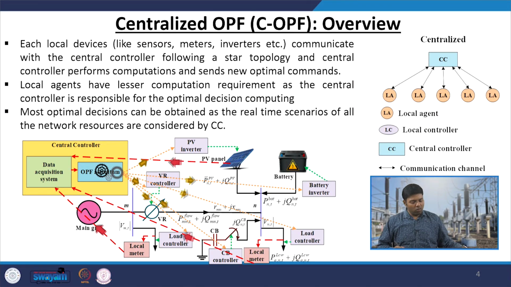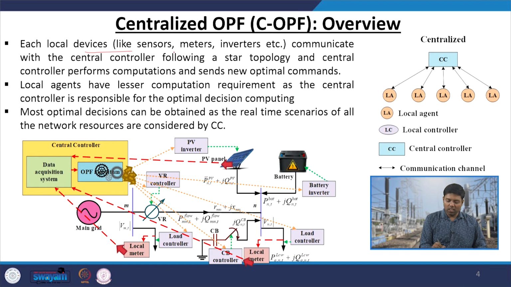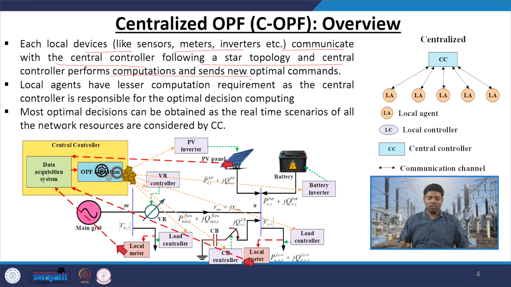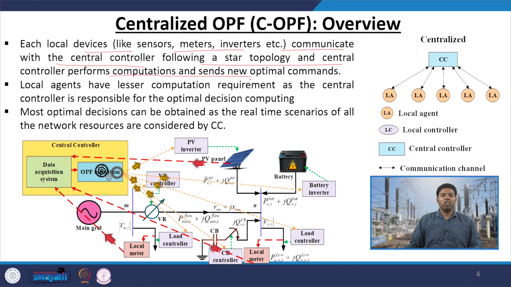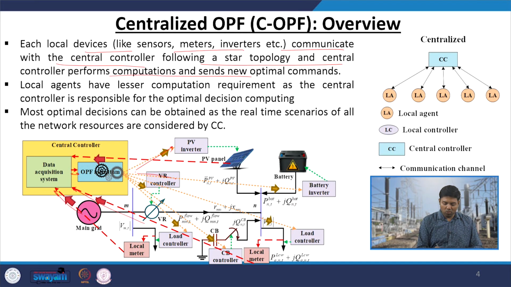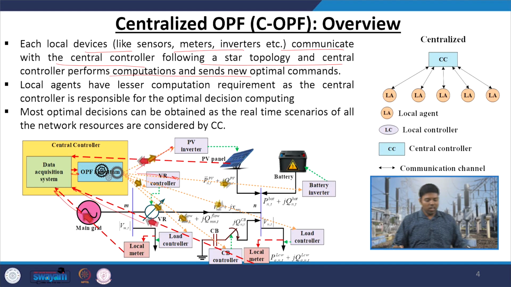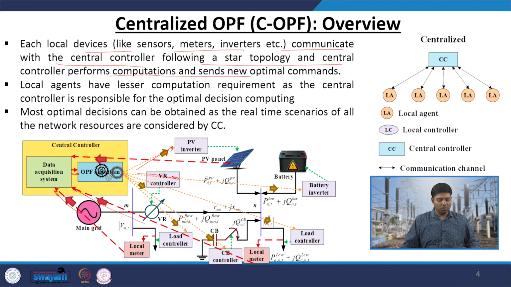So, this is the typical overview of a centralized OPF problem. You can see each local device, sensors, meters, inverters, communicate with the central controller following a star topology, and the central controller performs the computation and sends new optimal commands to the grid edge devices. You can see all the data going to the central controller. Then the central controller will process the OPF engine, that means the OPF solution, and then that will be dispatched to the grid edge devices for the control. So, that is why it is called centralized optimization.